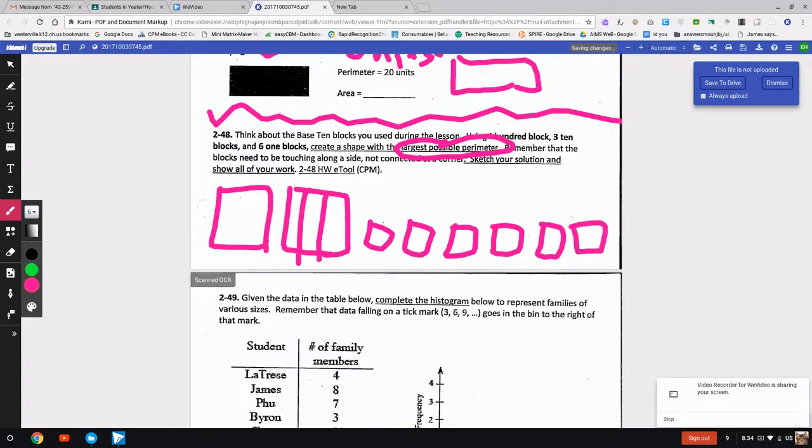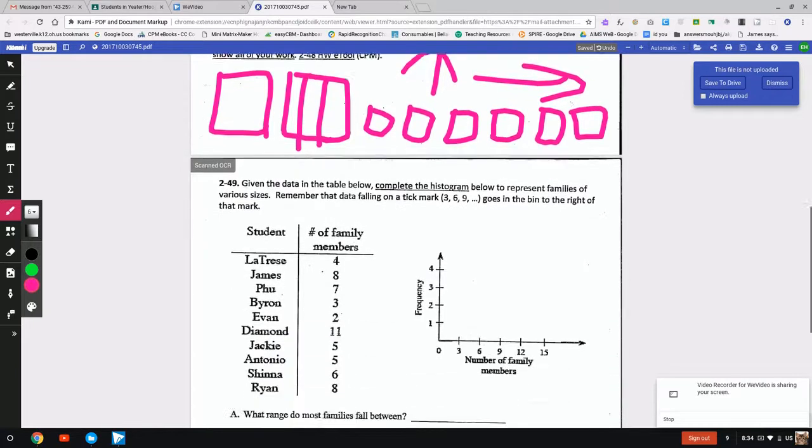Combining all those together, how could you get the greatest perimeter? Just give us a sketch. You can draw it upwards. You can draw it long ways. Doesn't really matter. Just do your best to try to get a large perimeter.